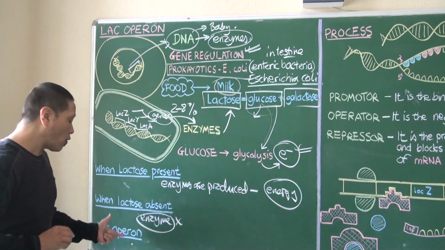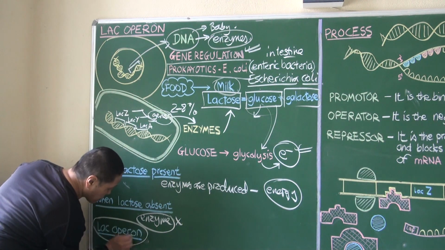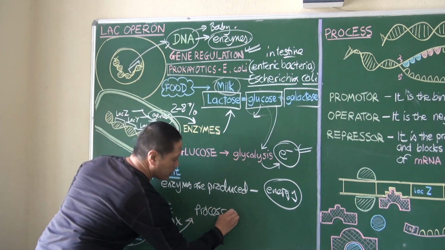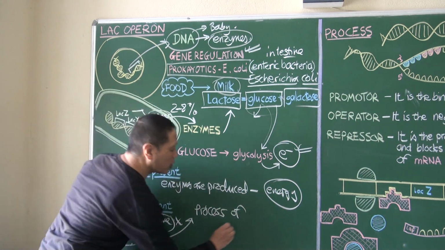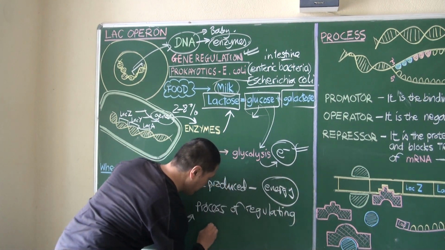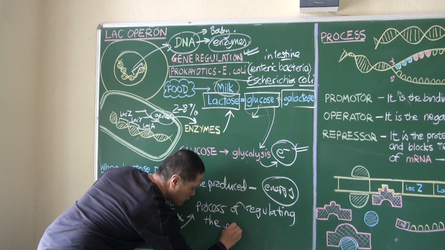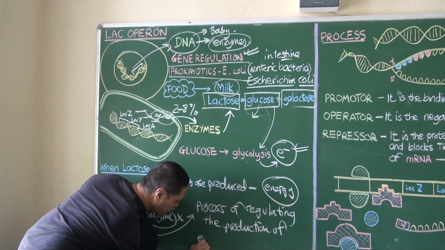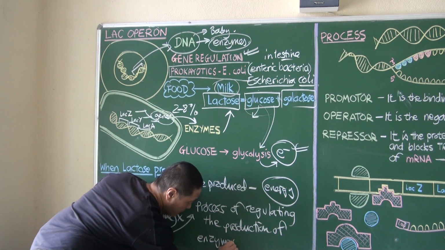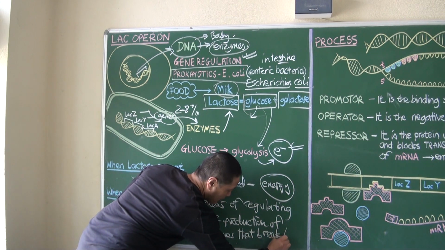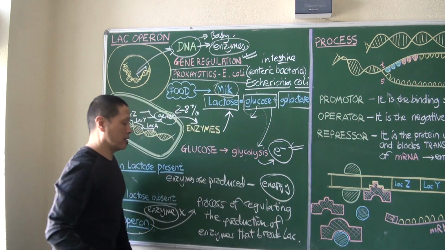So lac operon is this process of regulating the production of enzymes that break lactose. Right.